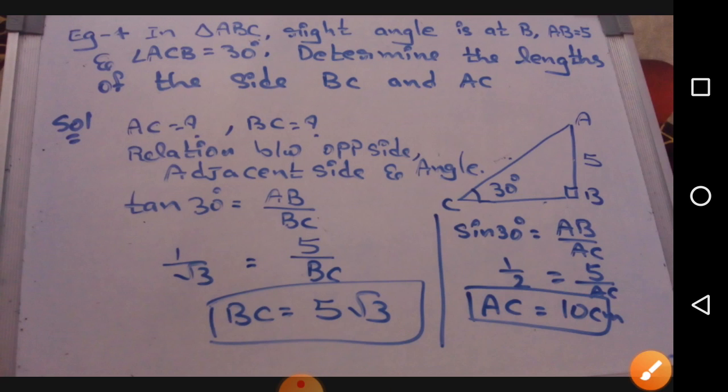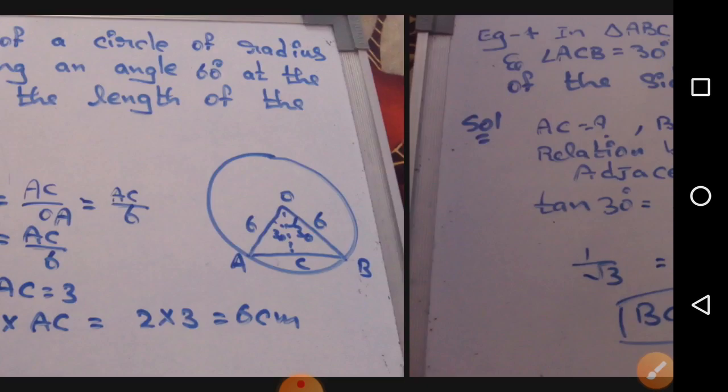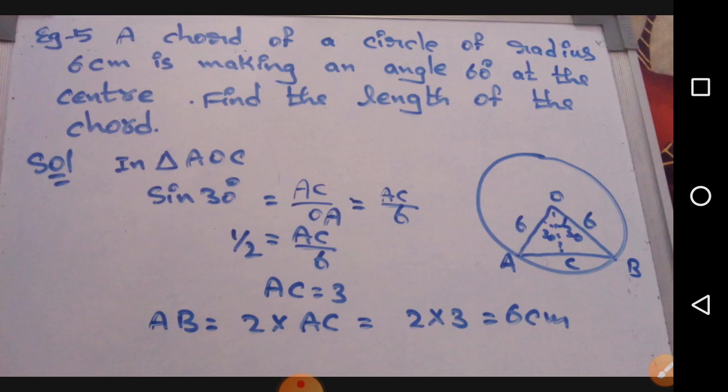Let's move on to the next example. Here is the next example: a chord of a circle of radius 6 centimeter is making an angle of 60 degrees at the center. Find the length of the chord. If you have gone through the circle, you may know what a chord is, but don't worry, I'll let you know. A chord is a line joining any two points on the circumference, and the longest chord is known as the diameter.